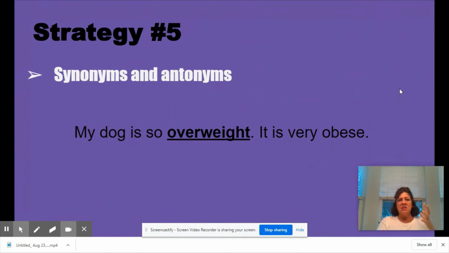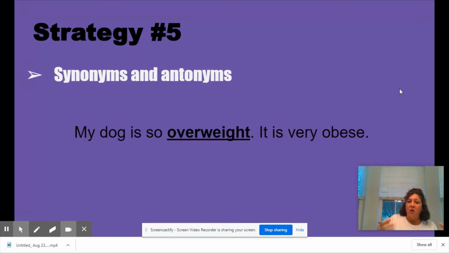Number 5, synonyms and antonyms, and we already talked about this before. So just remember that this is also a great one to use with our students, and this one can actually be used in their reading. So usually what I do is I present the vocabulary word, and then in context, I present a cognate that they can use to know the meaning of that word.